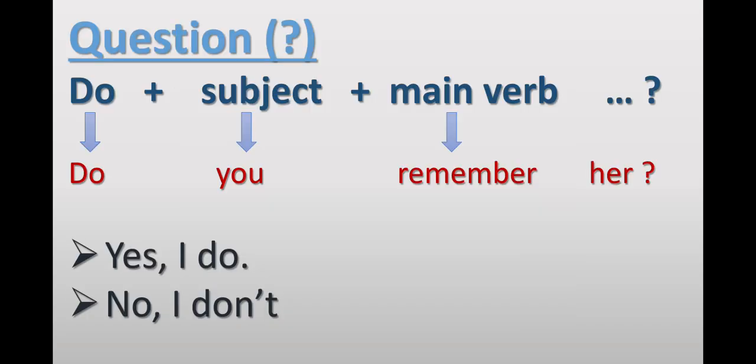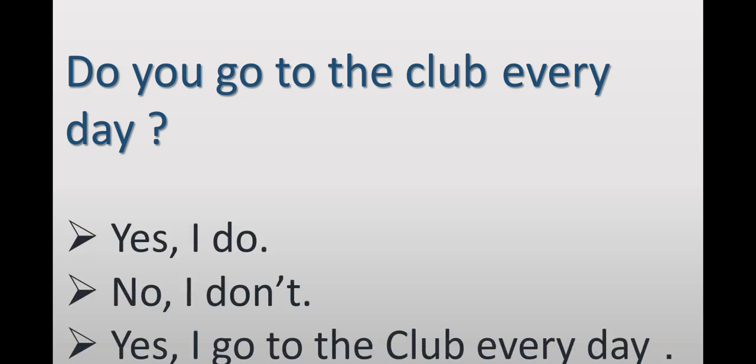What about do here? Do you remember her? So in question, we put do or does at the beginning of the question and a question mark at the end. Do you remember her? Yes, I do, or no, I don't. Okay? Or you can simply say, yes, I remember her. It's okay. Do you go to the club every day? Yes, I do, or no, I don't. So this is a question using present simple. Okay? Yes, I go to the club every day.